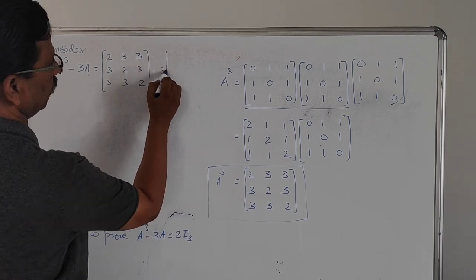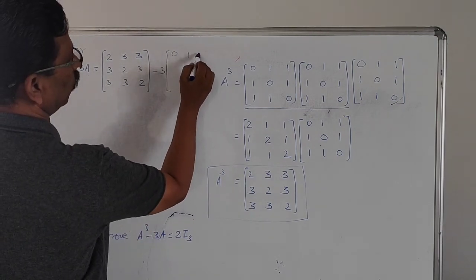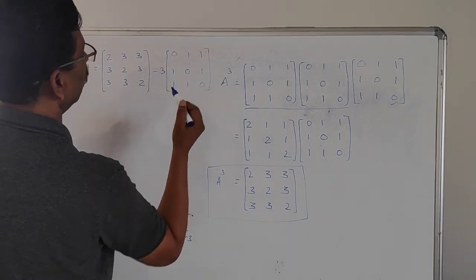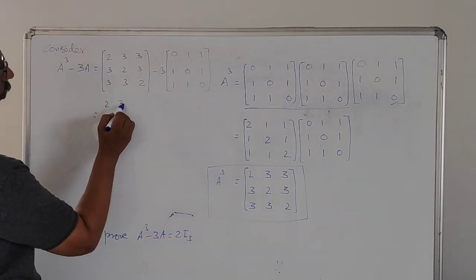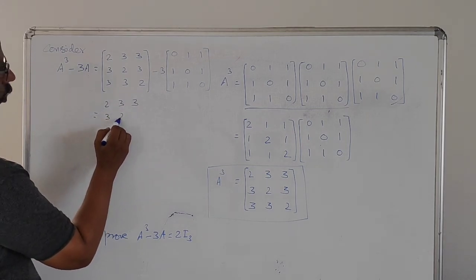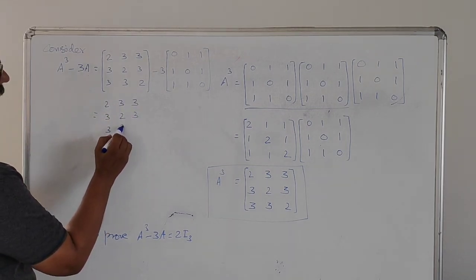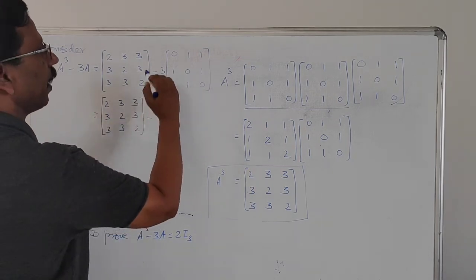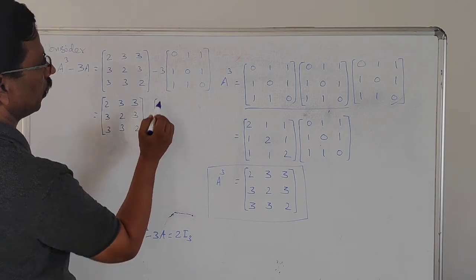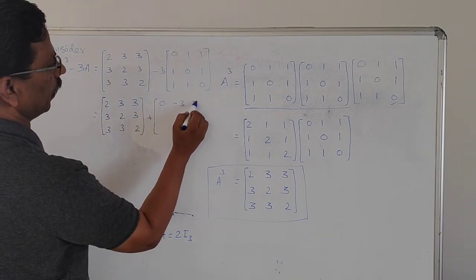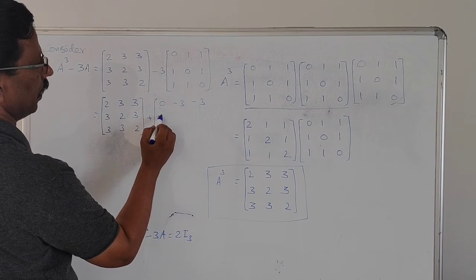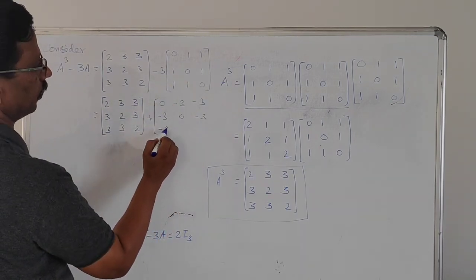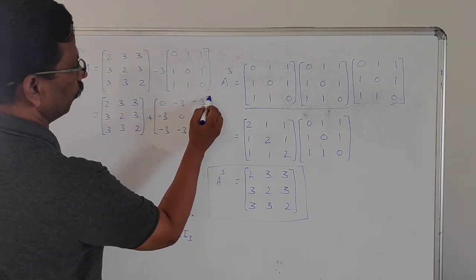3 times the matrix A equal to 0, 1, 1, this is 1, 0, 1, then 1, 1, 0. Now first we can write 2, 3, 3, then 3, 2, 3, then 3, 3, 2. This is A cube. Then minus. You can take minus 3 inside, then you can put plus. This is 0, minus 3, minus 3, then minus 3, 0, minus 3. Then minus 3, minus 3, 0.